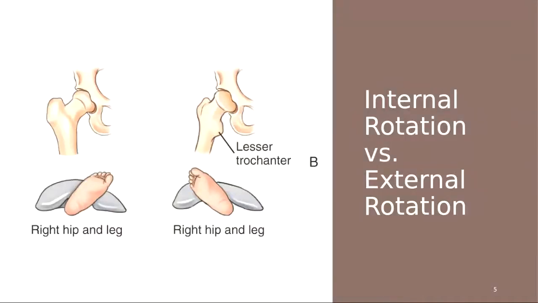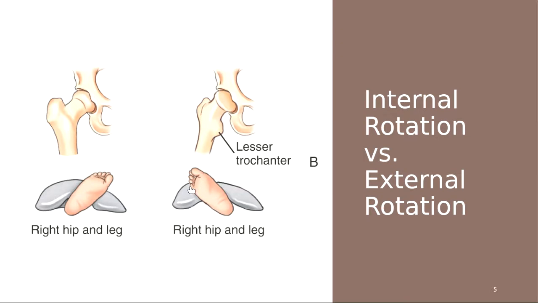When we look at internal versus external rotation, this is actually found on page 261. Looking at the right hip and leg, notice that this is internally rotated, like the foot and the leg are rotating medially, or towards the midline of the patient. And then external rotation is where the leg is actually pointing outward.